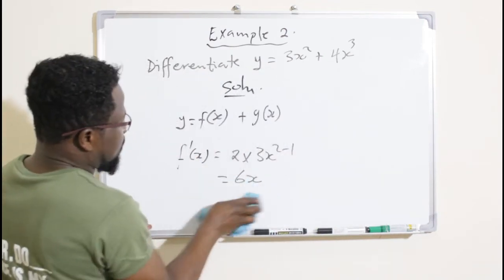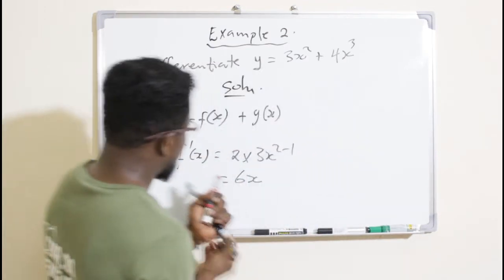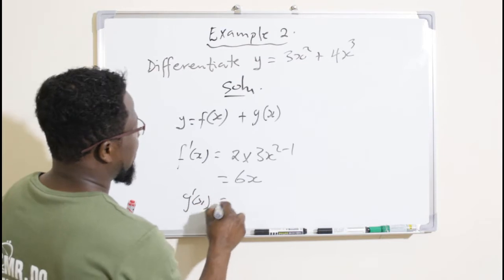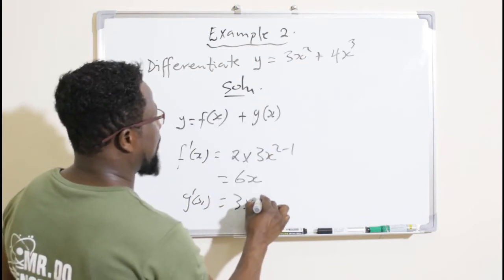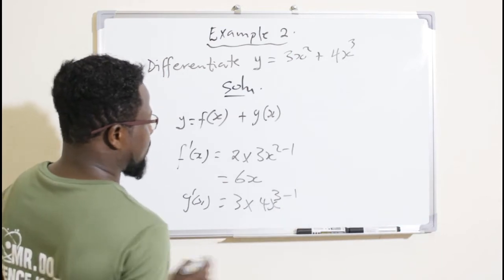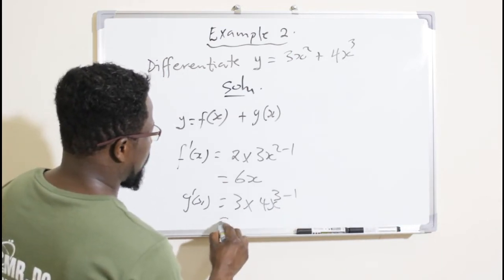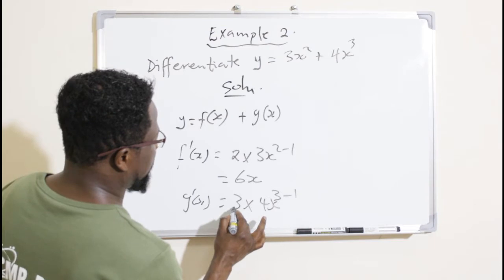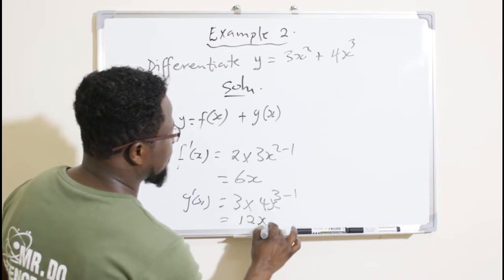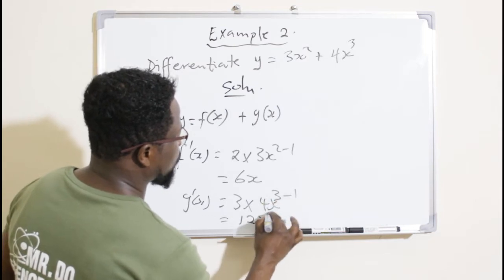Sorry, let me write it the correct way for you. Okay, so basically g prime of x is also going to be 3 multiplied by 4x cubed minus 1. If I take this, I multiply these by that and I'm getting what? 12x, and that is 3 minus 1. So that will be what?